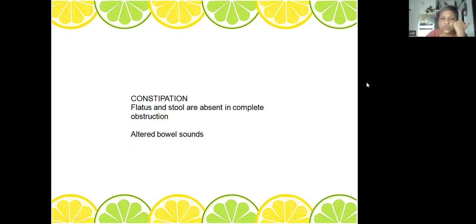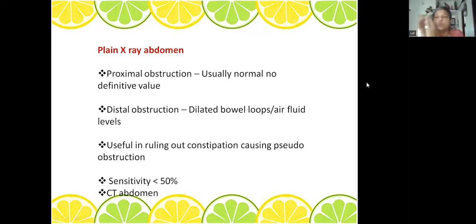Constipation, of course: flatus and stool are absent in complete obstruction. If there is a complete obstruction and you ask the patient, they will say, no, I am not passing even flatus. And there are altered bowel sounds. So how do they usually investigate? One thing is the clinical features I have spoken about: the patient will give a history of abdominal distension, nausea, vomiting, cramps, colicky pain. This is one side of the picture, the clinical presentation. They can give a history of constipation also. And another is the history of the disease or the treatment related.